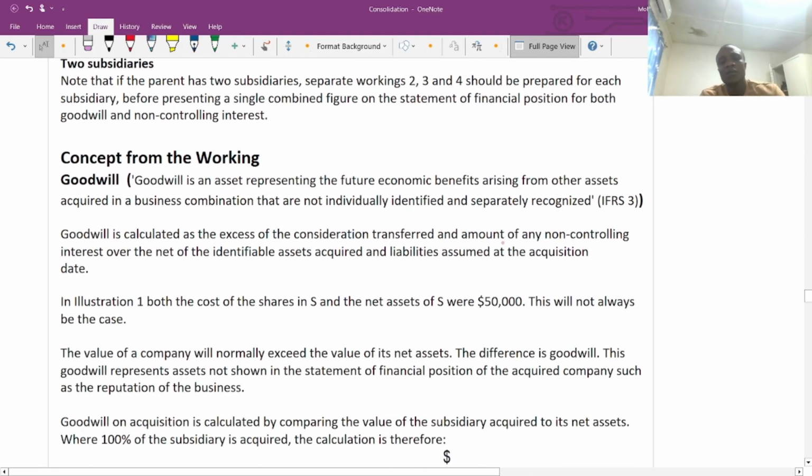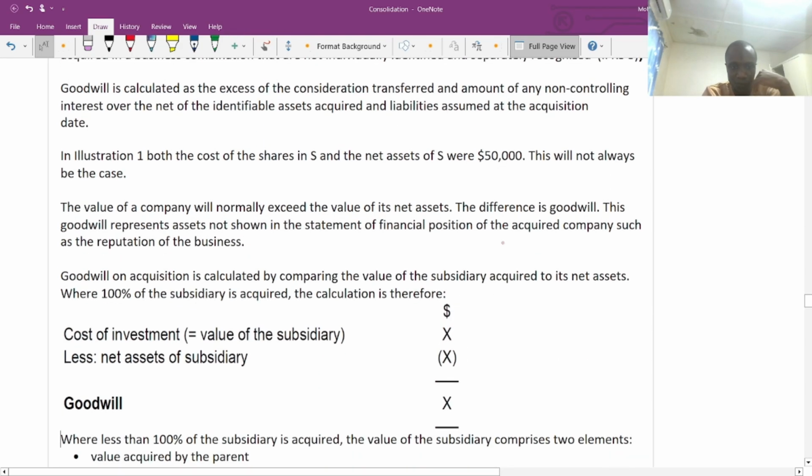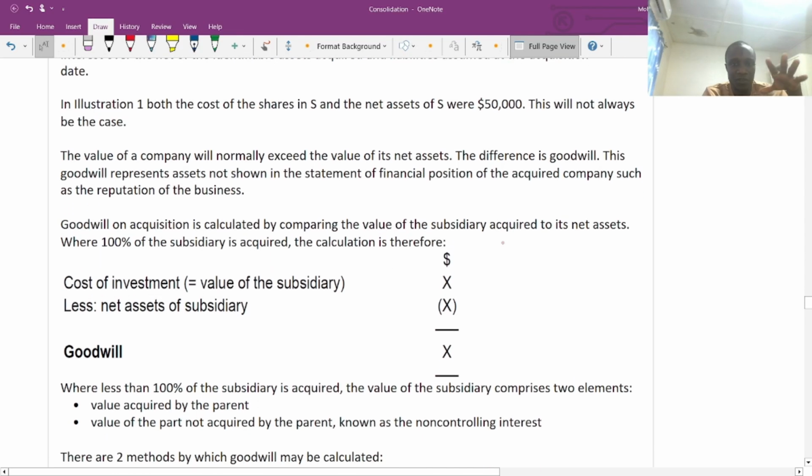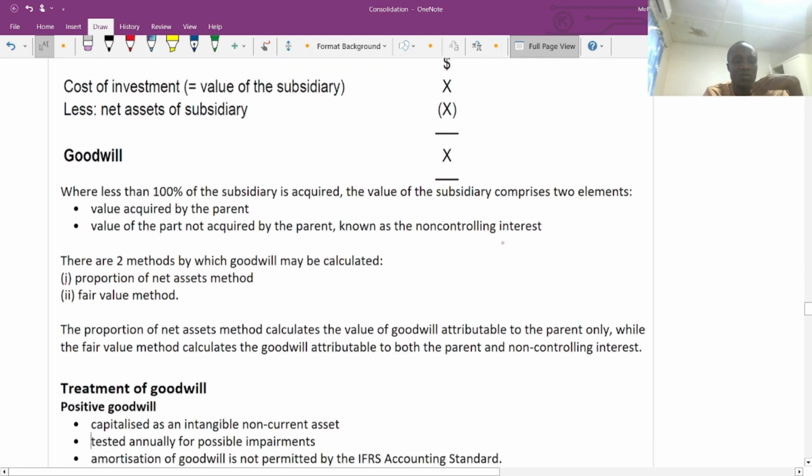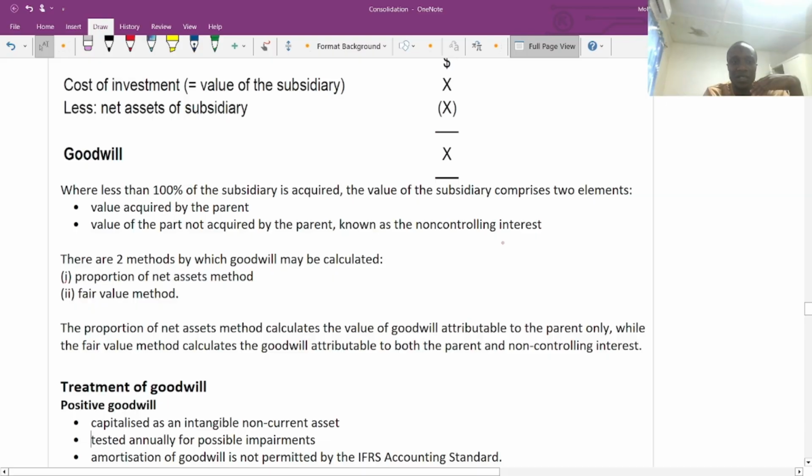So basically, this is the concept of consolidation and looking at the steps as well. So nothing to worry about. And all of this we have explained the basic concept, also for goodwill, the proportionate method as well as the fair value model. Now let's browse through the goodwill so we can understand better. Where less than 100% of the subsidiary is acquired, it is clear the value of the subsidiary compares to two elements. We are going to compare the value of acquisition of the parent and the value of the non-controlling interest, which is clear what exactly the goodwill is telling us.